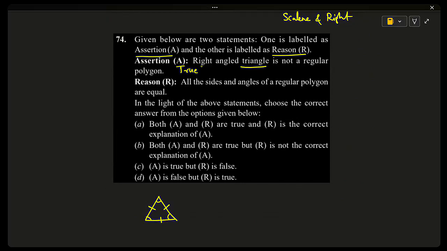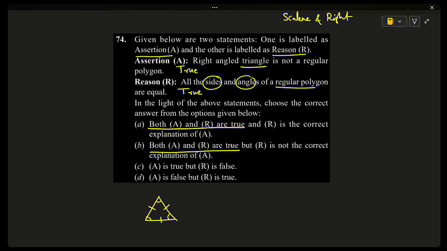And the reason: all the sides and angles of a regular polygon are equal. Yes, this is a true statement about the regular polygon. Sides must be equal and angles must be equal. This is also true. In the light of the above statements, choose the correct answer from the options. So both assertion and reason are true.